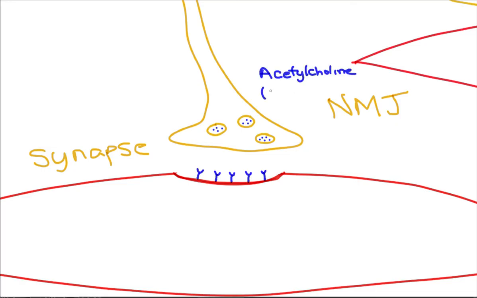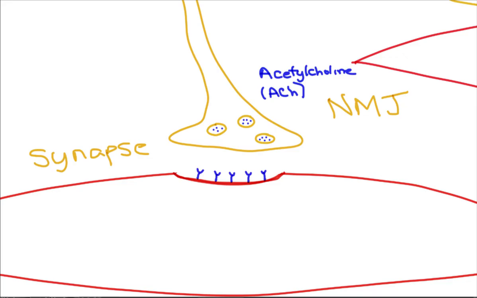Acetylcholine is often written as ACh, big A, big C, little h. So acetylcholine is the neurotransmitter that's stored in this particular terminal end of this particular neuron. There's lots of other neurotransmitters out there. You might have heard of a few, like serotonin or dopamine.